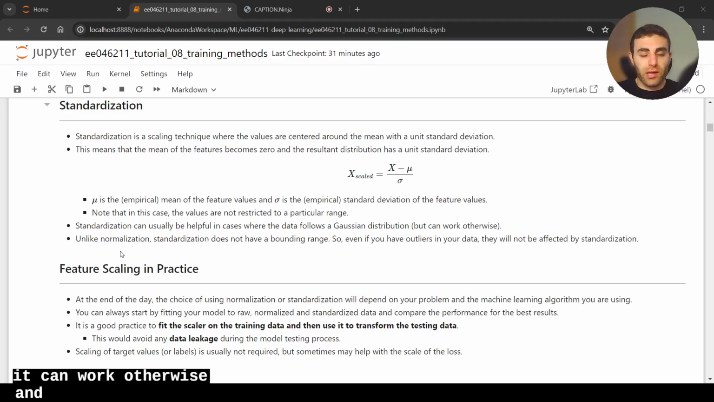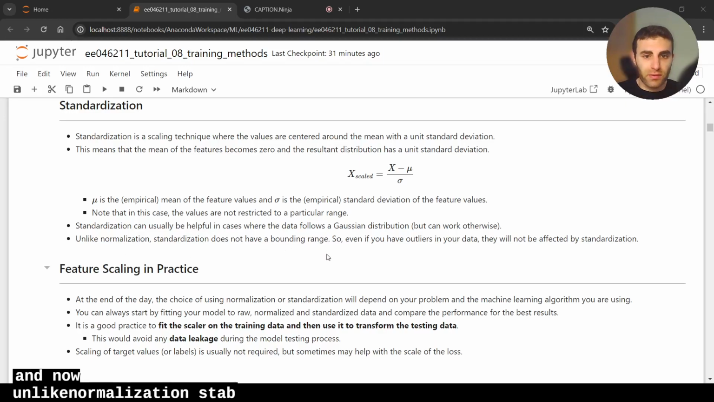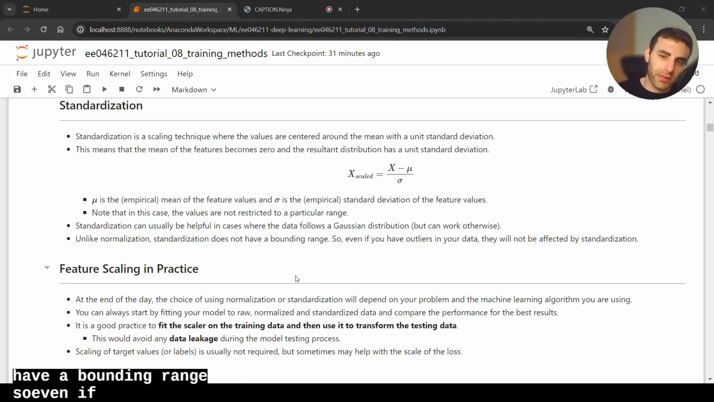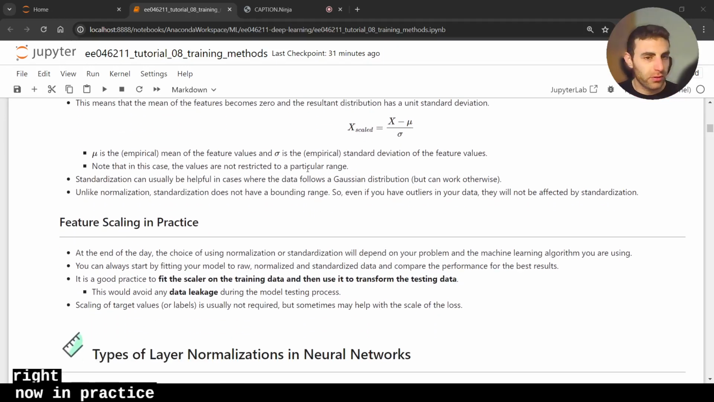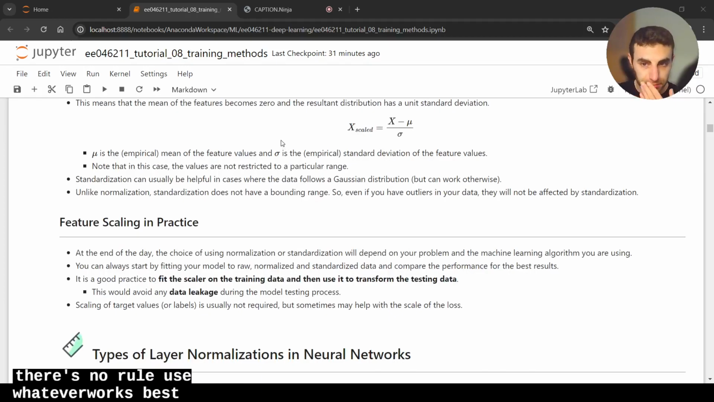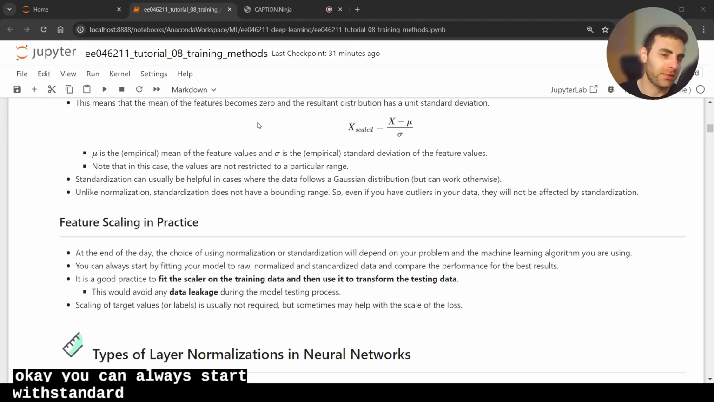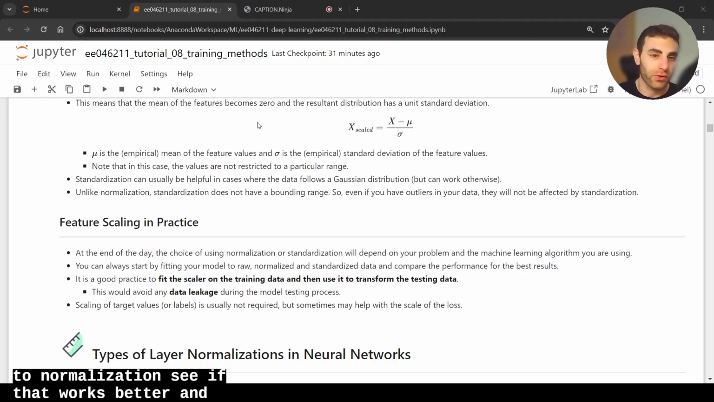Unlike normalization, standardization does not have a bounding range. So even if you have outliers in your data, they will not be affected by standardization because we do not squish the range of the features to be bounded. Now, in practice, there is no rule. Use whatever works best. You can always start with standardization, see if it works, then change to normalization, see if that works better, and use whatever works best.